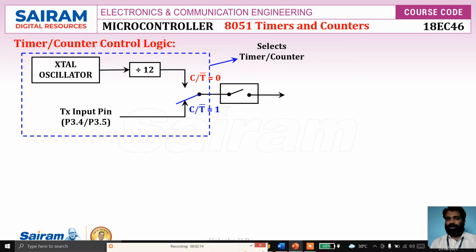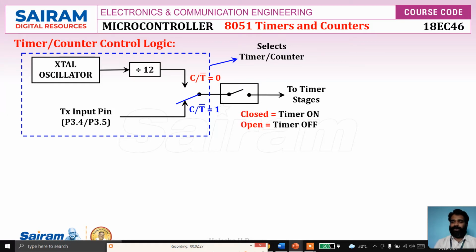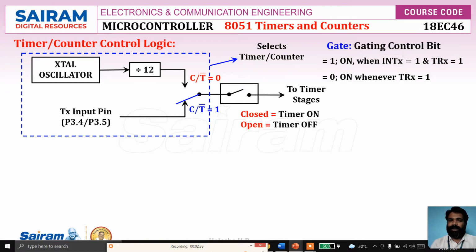And we use one more switch, to make the timer or counter on or off, and then it is given to the timer stages. The switch is closed when the timer is on and the switch is open when the timer is off. And we know timer on or off depends on the gating control bit, the gate bit. If it is 1, the timer is on when INTX is equal to 1 and TRX is equal to 1. And if it is 0, the timer is on whenever TRX is 1.